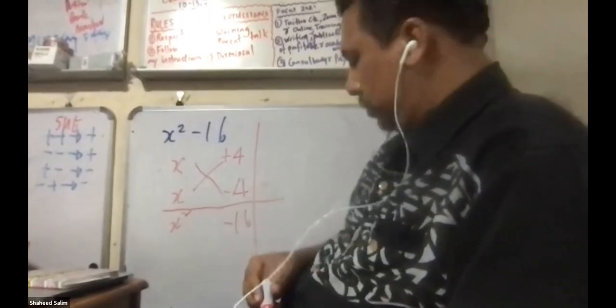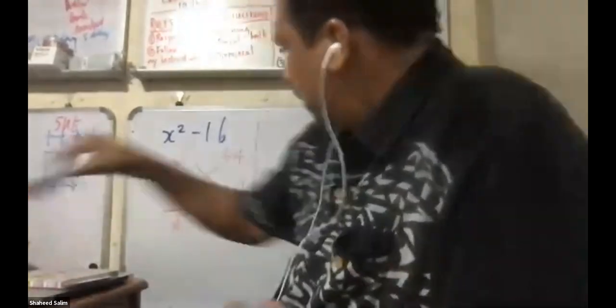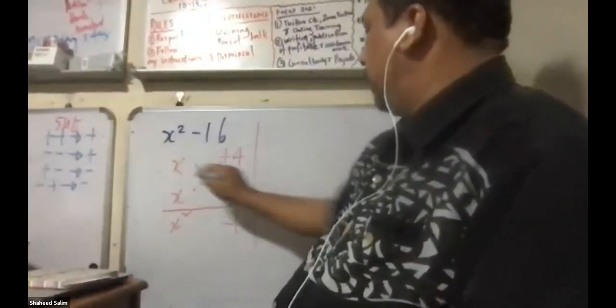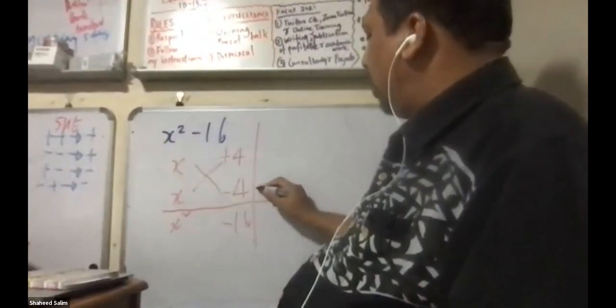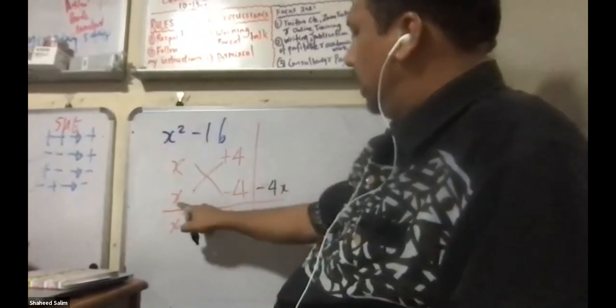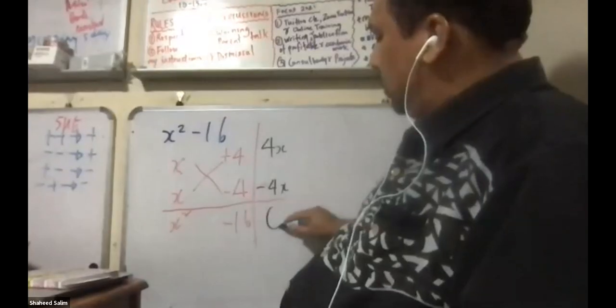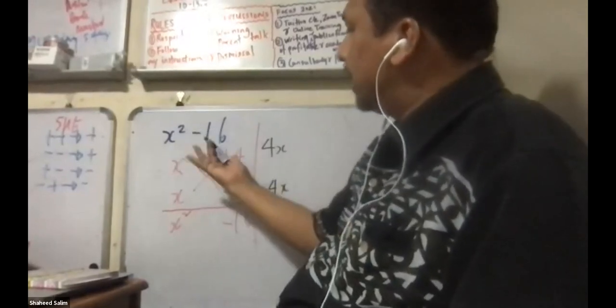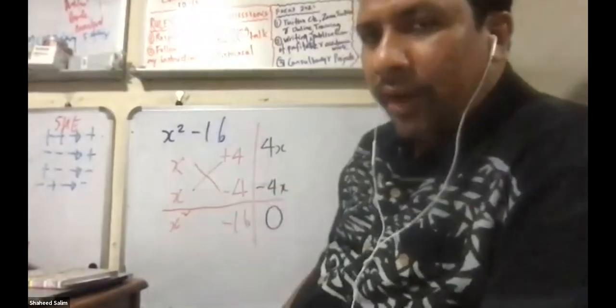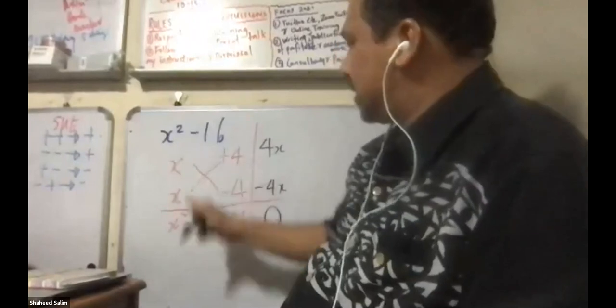4 times minus 4. No, down here. Now with this one down here, we want to check. 4 times minus 4, minus 4x. X times 4, 4x. 4x minus 4x. What's your answer? 0. So there's no center term. So it's correct, because there's no x term.